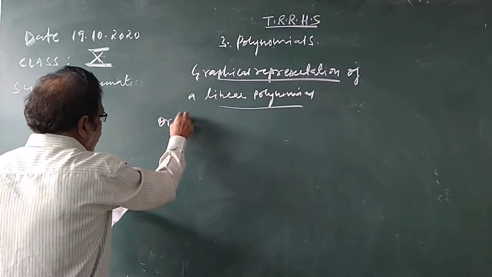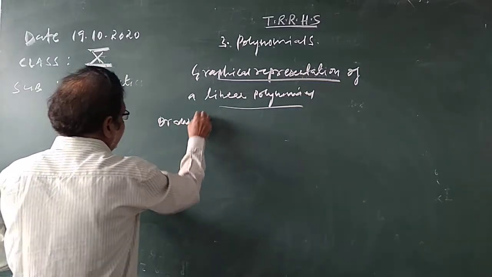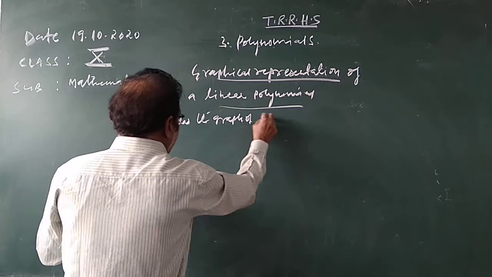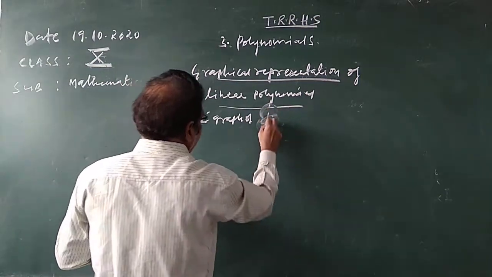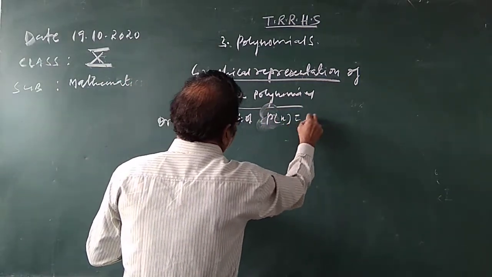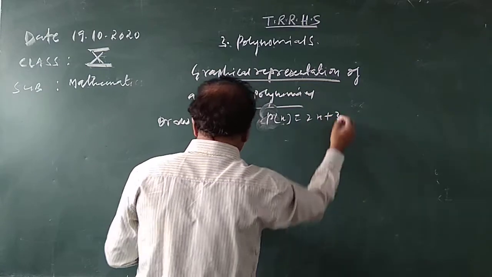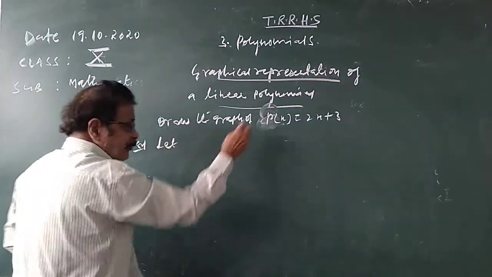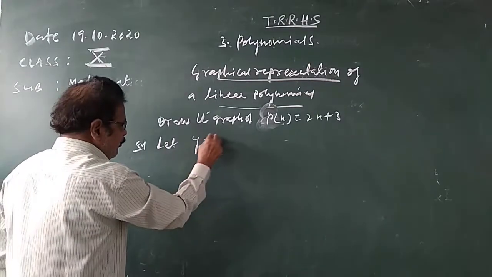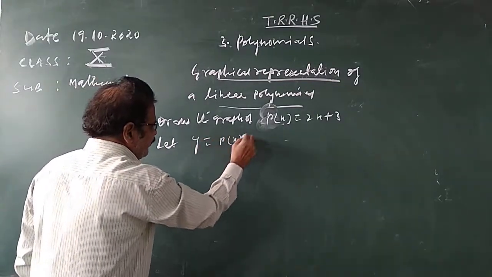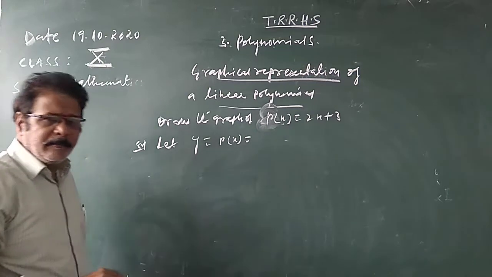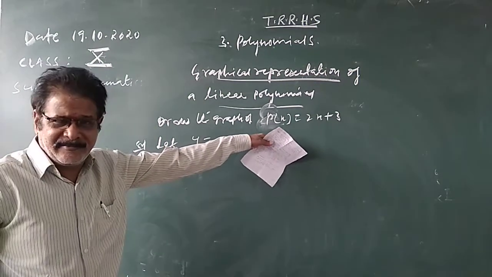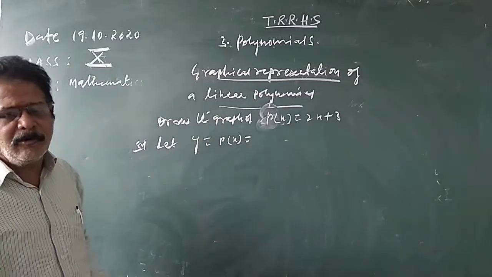Draw the graph of y is p of x, where p of x is equal to 2x plus 3. So the given polynomial we say y. Let y be equal to p of x. Let us assume the given polynomial is equal to y.